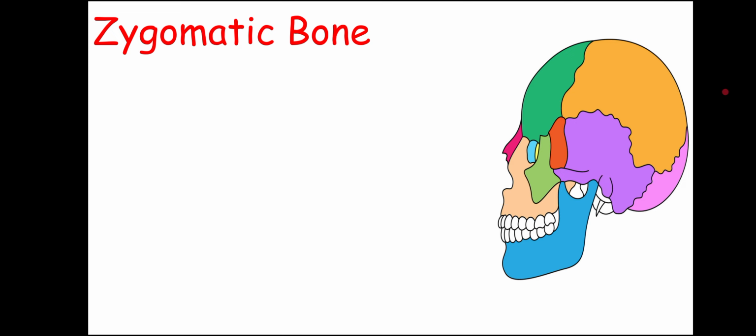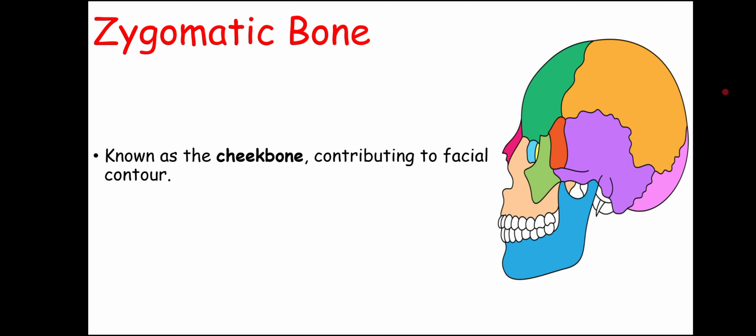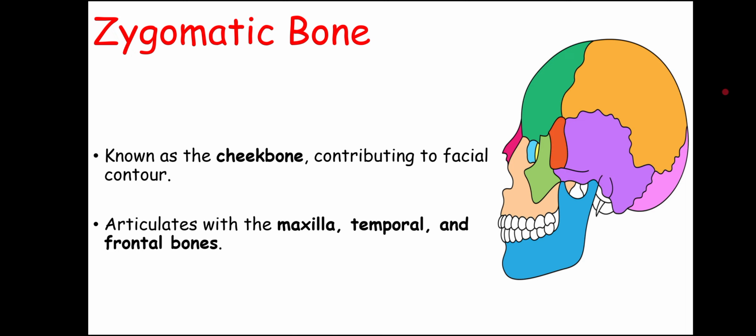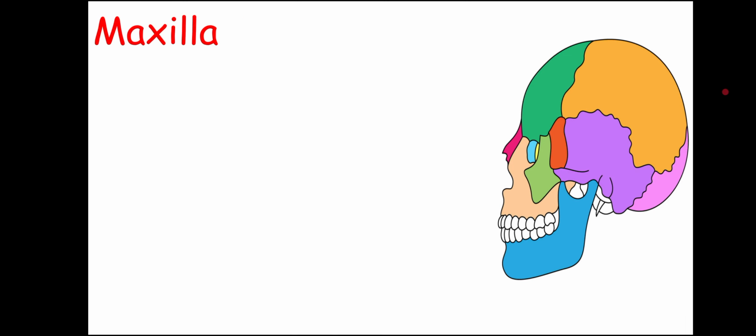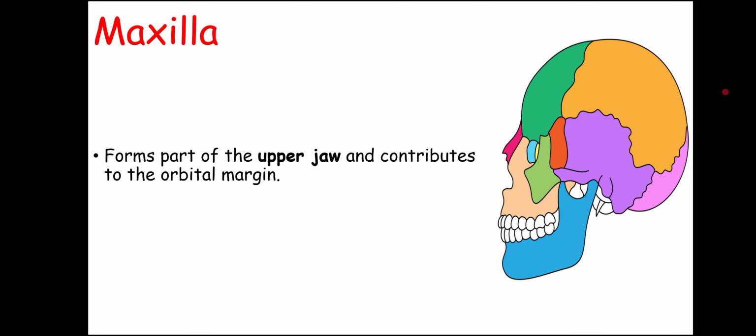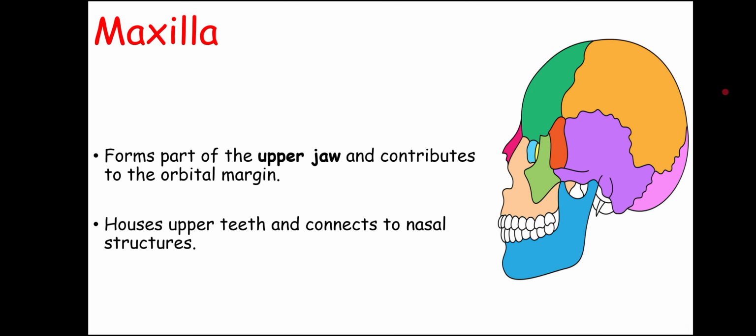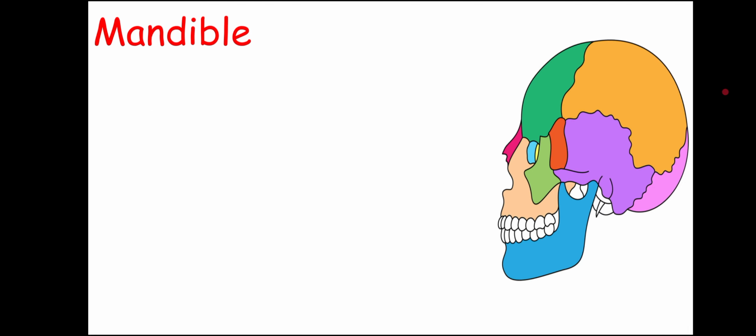Next bone we are going to talk about is zygomatic bone. In this diagram, the light green color bone is the zygomatic bone. It is also known as cheekbone and it contributes to the facial contour. It articulates with the maxilla, temporal and frontal bone. Next we will talk about the maxilla, that is skin color bone or golden brown color bone in this diagram. That forms part of the upper jaw and contributes to the orbital margin. It houses upper teeth and connects to the nasal structures.